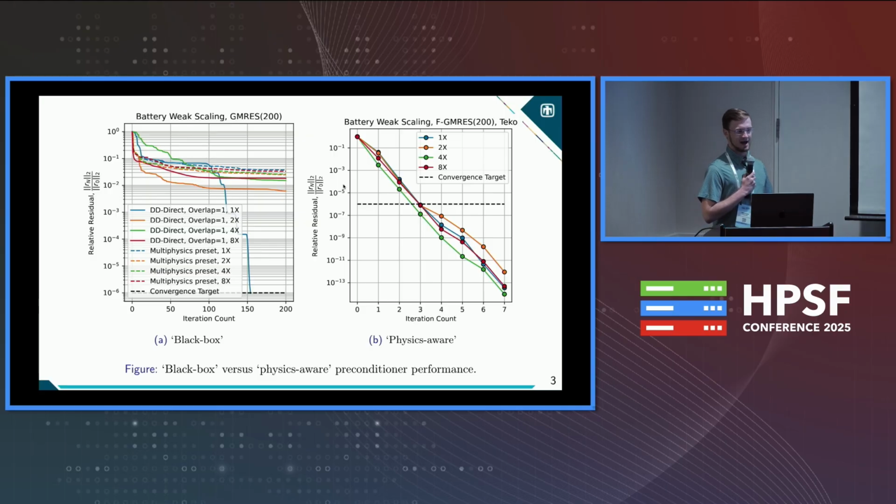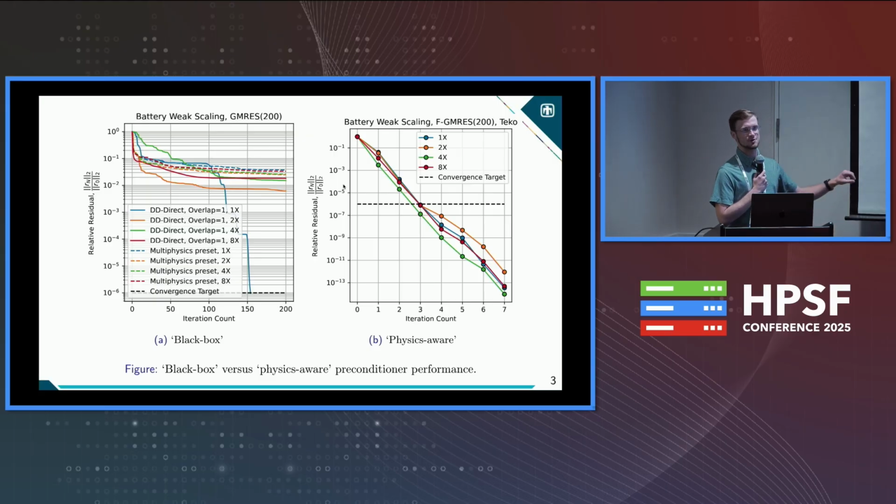And on the left, I have my domain decomposition-based scheme. And on my right, it's my physics-aware-based scheme. So if we look at the plot on the left, and I'm doing a weak scaling, so my 1x resolution is the blue line, 2x orange, 4x green, and then red is 8x. If I do a domain decomposition approach, overlap 1 degree of freedom, and actually do a direct solve, I can reach convergence in about 150 iterations.